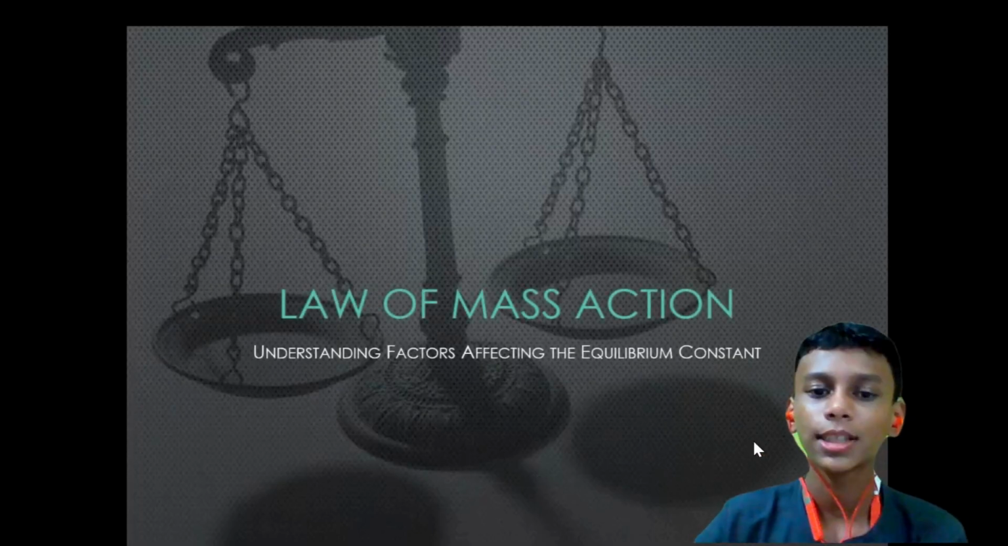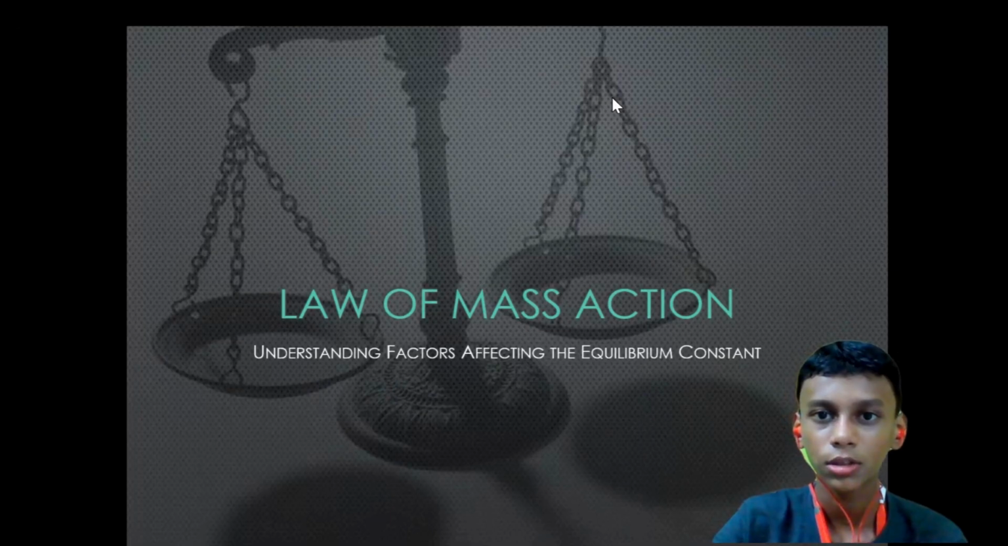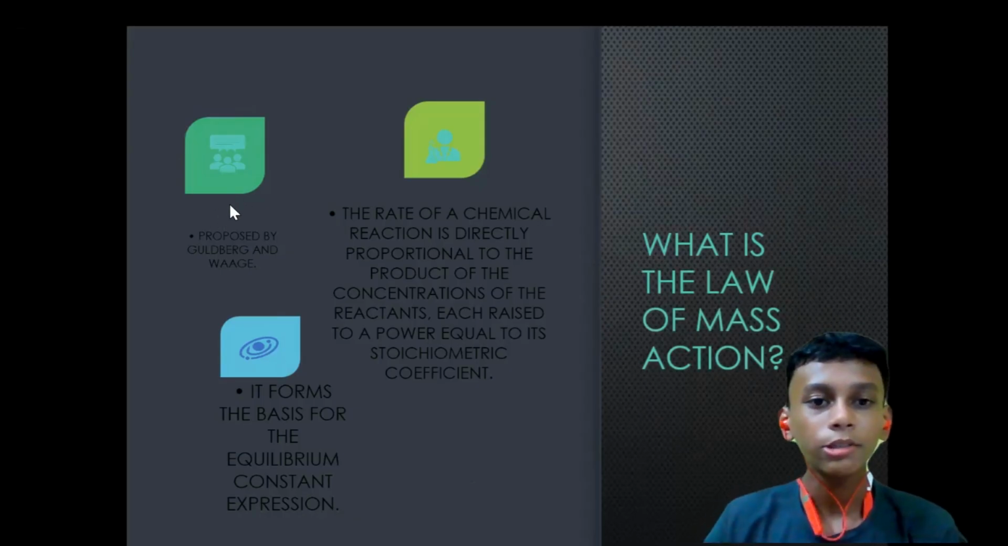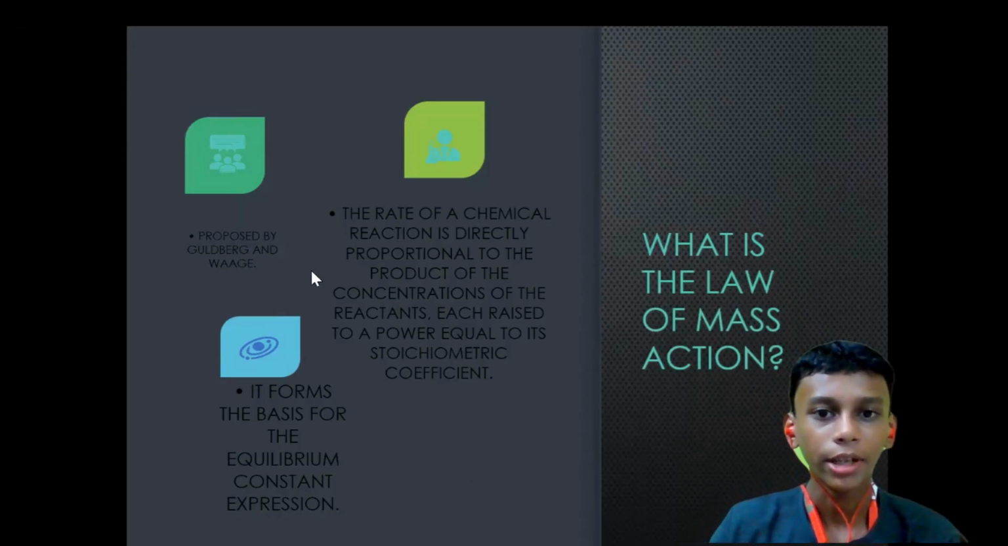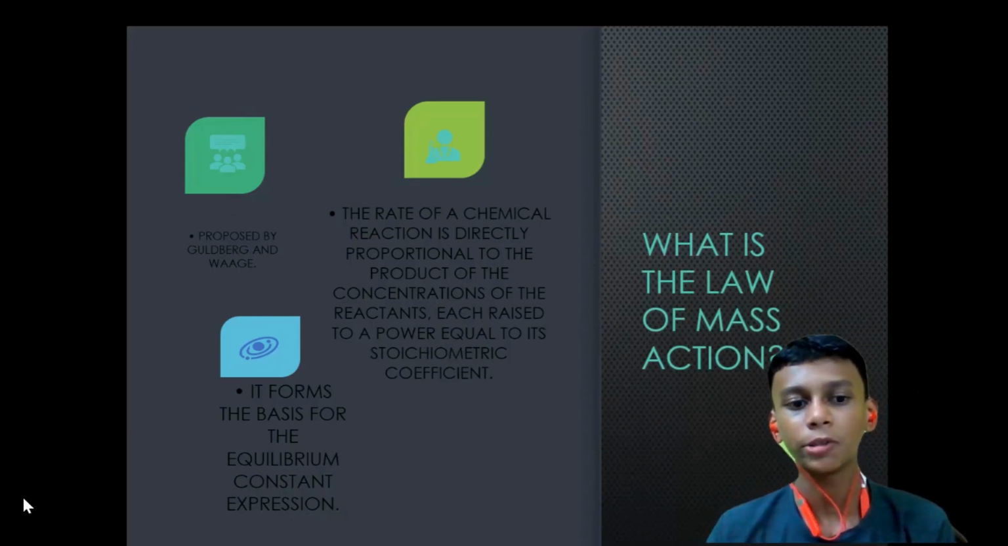Law of mass action: understanding factors affecting the equilibrium constant. It was proposed by Goldberg and Waage. The rate of a chemical reaction is directly proportional to the product of the concentrations of the reactants, each raised to the power equal to its stoichiometric coefficient.